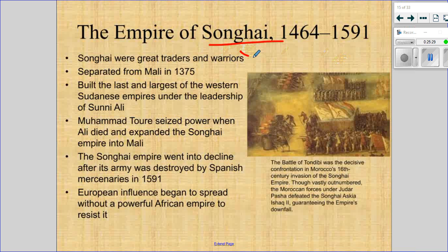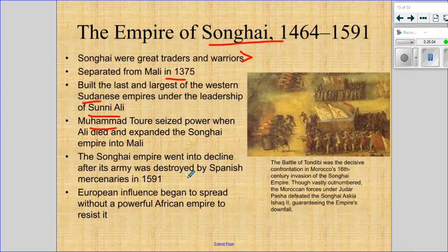Its rulers were great traders. The first king of Songhai was Sunni Ali. It separated from Mali in 1375, and they built the last and largest of what we call the Sudanese empires, Western Sudan, and I'll show you that on a map in a second. Sunni Ali was its first king, kind of a warrior king that really carved the empire out of Mali. Later on, Muhammad Touré, also known as Askia the Great, expanded the empire.